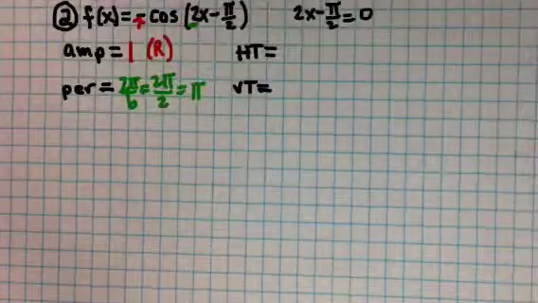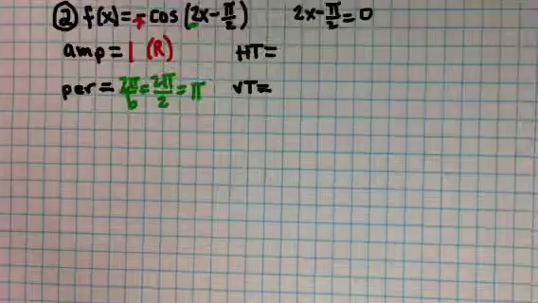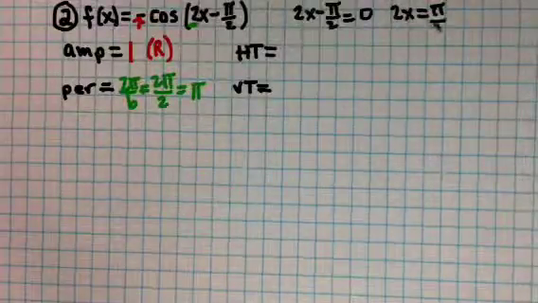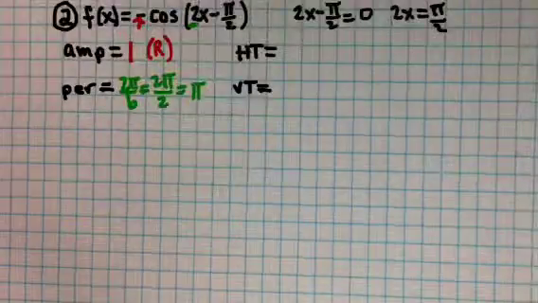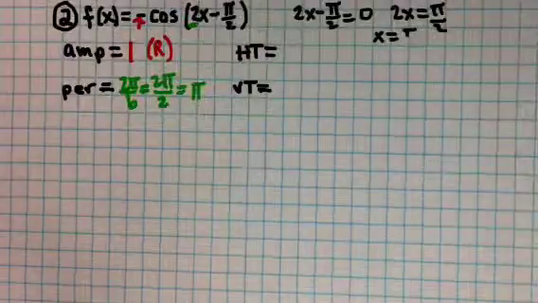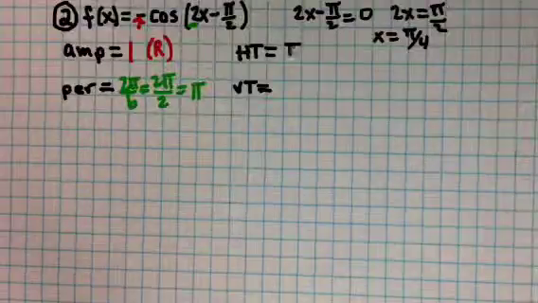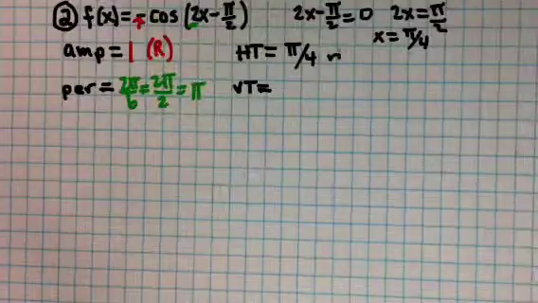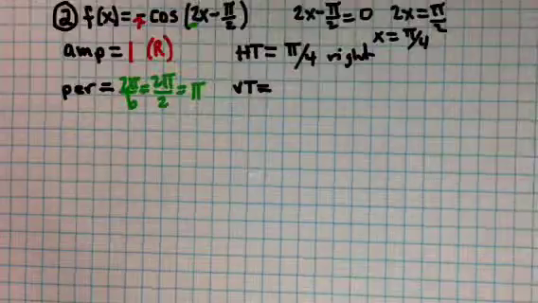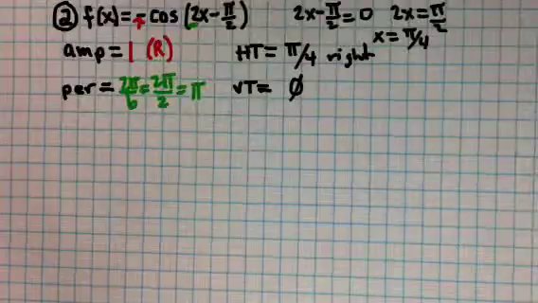Do it this way. 2x minus pi over 2 equals 0, so that gives me 2x equals pi over 2. And so if I divide both sides by 2, that means I'm multiplying by a half. I end up with x equals pi over 4. So the horizontal translation is actually pi over 4. And it's positive, so that means it's going to go to the right. Vertical translation, there's nothing added or subtracted after the parentheses, so that one is none.